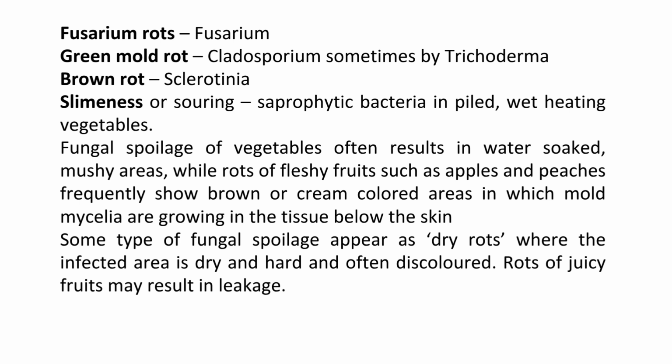Fungal spoilage of vegetables often results in water-soaked mushy areas. In fleshy fruits, rots often show brown or cream-colored areas with mold growing below the skin. Some fungal spoilage appears as dry rots, where the area is dry, hard, and discolored. Now, let's consider fruit and vegetable juices.